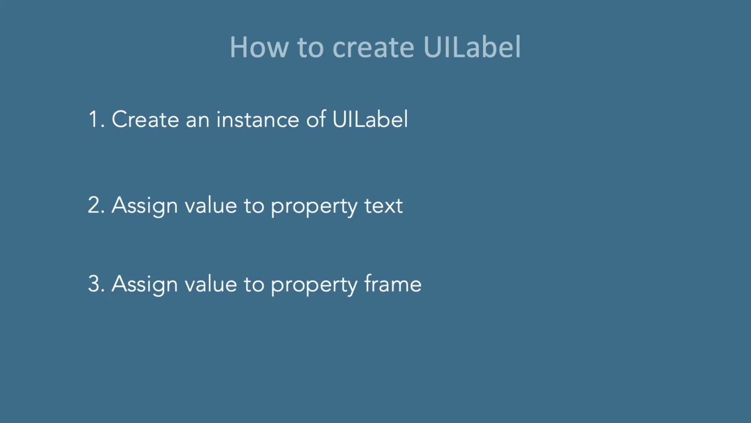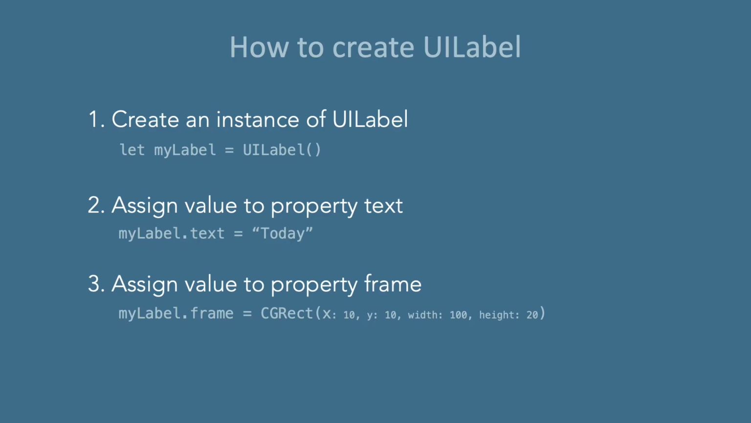So we created an instance of UILabel, right? Then assigned the value to its text, which was "today." And then we assigned the CGRect value to its frame. Now, we only have one step left, which is adding it to the view.